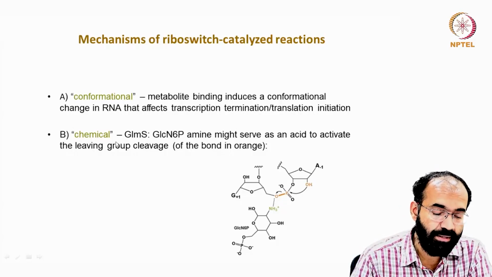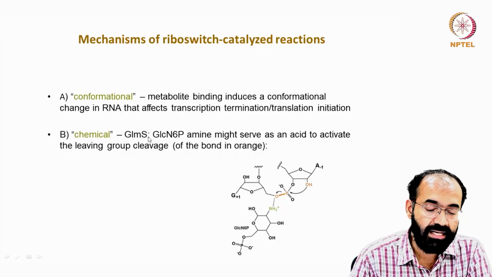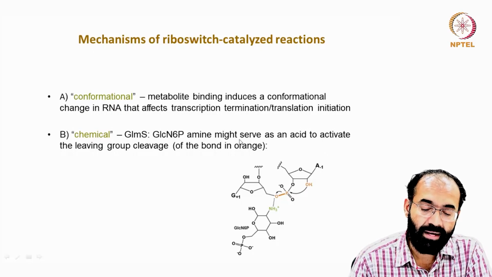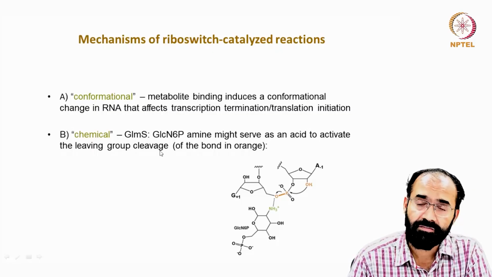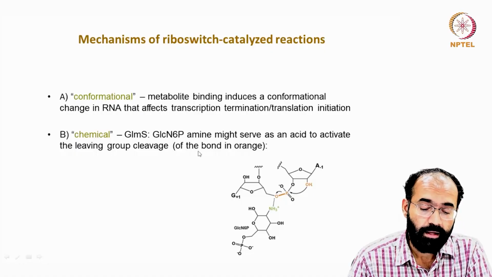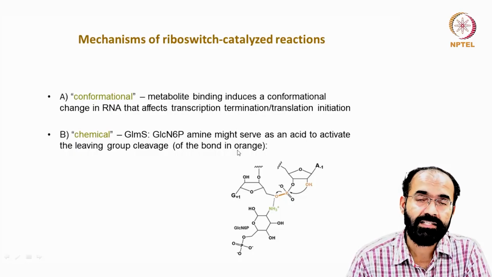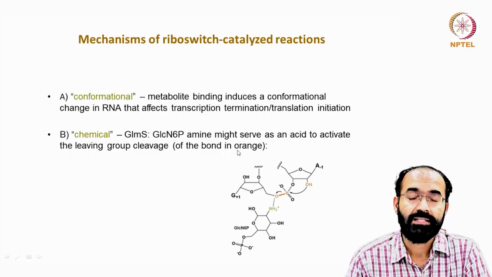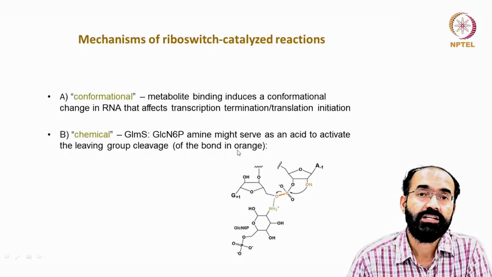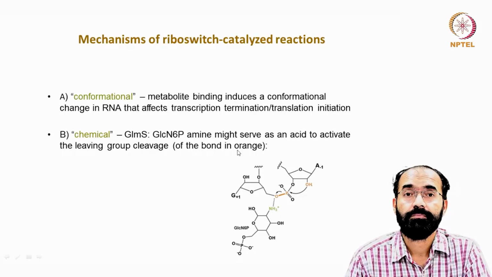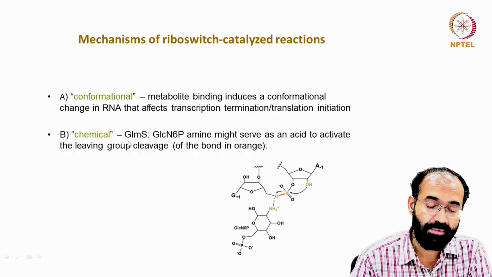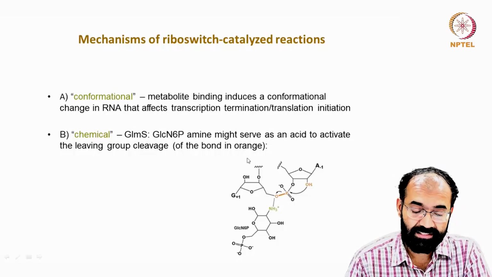Second case is a chemical one. In this case, GlmS. What happens? The GlcN6P amine might serve as an acid to activate the leaving group after the cleavage. So, this change happens because once the degradation of the RNA happens, the leaving group should be stabilized, without which the bacterial system can suffer. So that is a chemical means of stabilizing the leaving group.